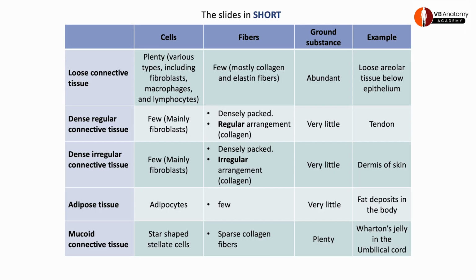Now I want you to take a look at this. This is dense regular and this is dense irregular. Both have few cells, mainly fibroblasts, but in dense regular there are a lot of fibers which are arranged regularly. In dense irregular there are again a lot of fibers, but arranged in an irregular manner. So that's the only difference between these two. They both have minimal amount of ground substance.